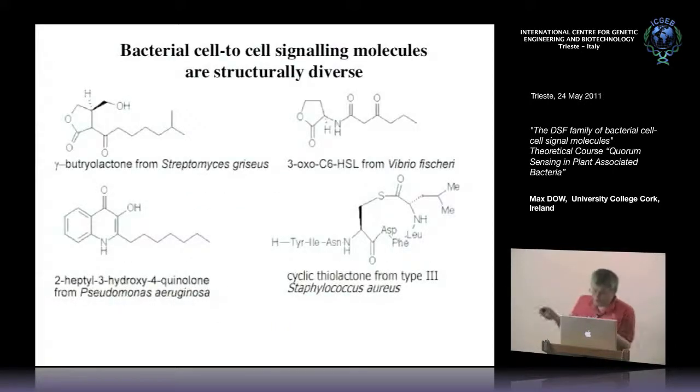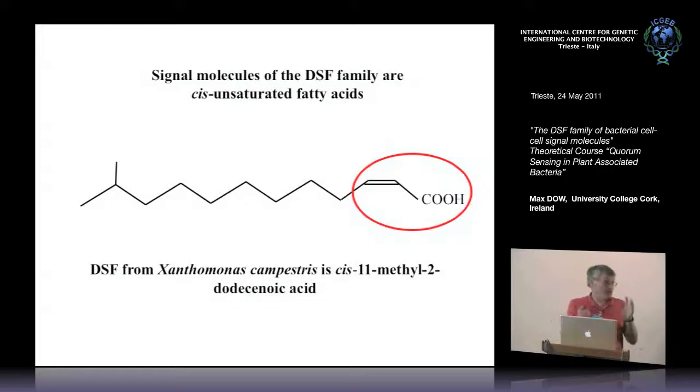Okay, so as we know, and I shouldn't really need to put this up, these bacterial cell-cell signaling molecules are structurally diverse, and the structure that defines what we would regard as the DSF family is that they are cis-unsaturated fatty acids. So this structure here of a cis-2 unsaturated fatty acid is the motif that defines the structure of this class of molecules. And this was the first one of these molecules that was described.